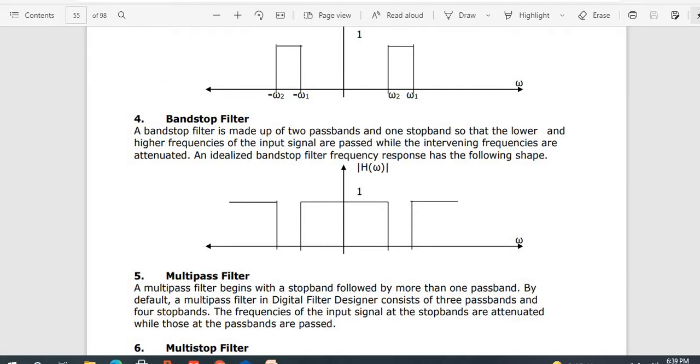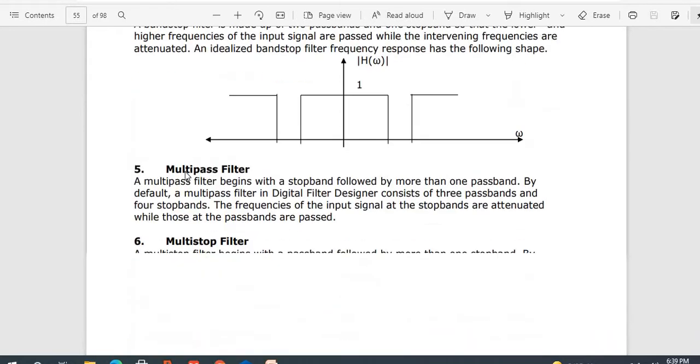So rejection, in the sense we are rejecting a band. A stop band should be more as compared to the pass band. So whenever we have this kind of band phenomena, then it's considered to be the band stop filter.